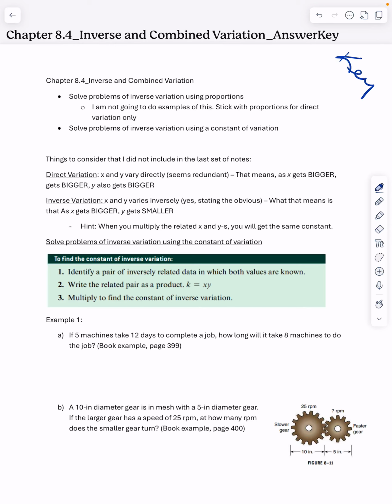Hey, these are the MAT 1140 notes. This is chapter 8.4, inverse and combined variation.